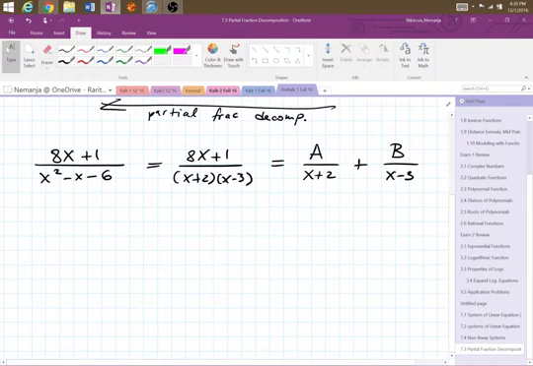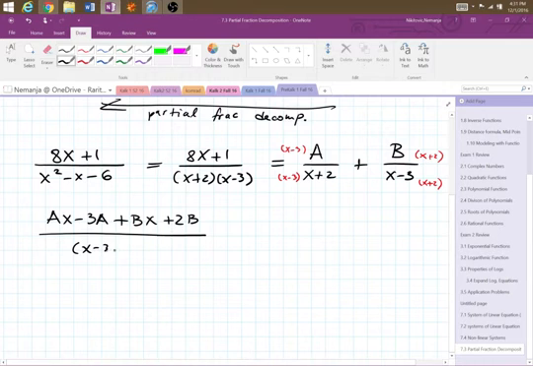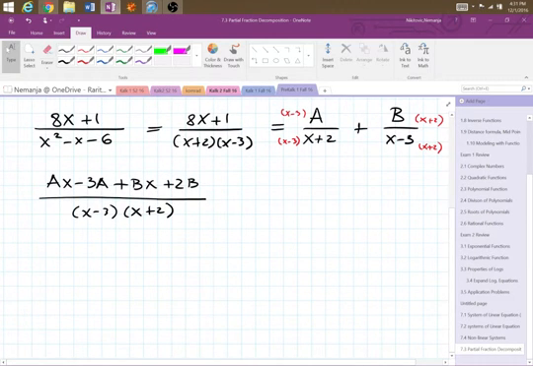The rest of the procedure is, well, now you have to add these in terms of A's and B's. So now you have to add those. So what we are going to do, we are going to say x minus 3, x plus 2. We are looking for A and B, and then we're done, right? So we're going to have Ax minus 3A plus Bx plus 2B divided by x minus 3, x plus 2. Guys, this is equal to 8x plus 1 divided by x minus 3, x plus 2.